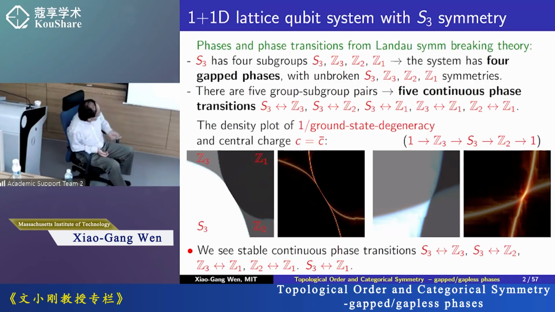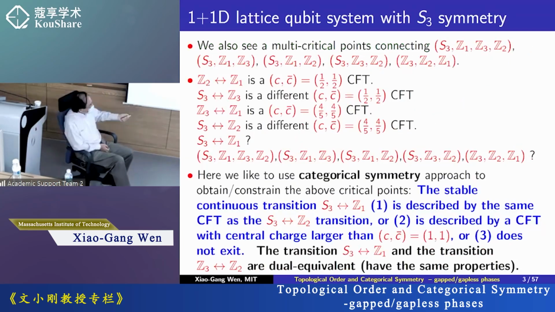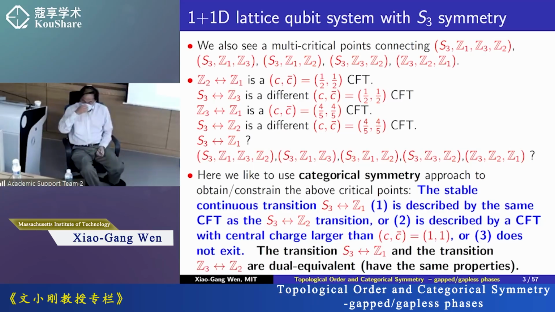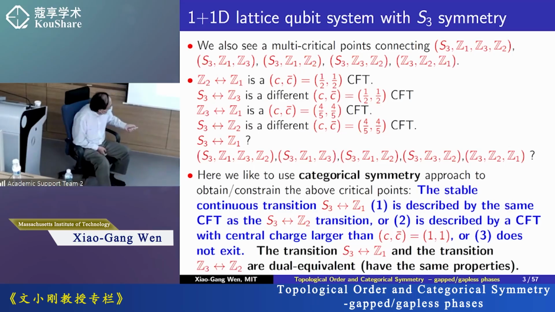Okay, so that's one thing. Another thing we want to obtain using categorical symmetry is that the transition from S3 to Z1 and the transition from Z3 to Z2 are equivalent transitions. There's a duality map from one to the other. And this one is something not a definite result.